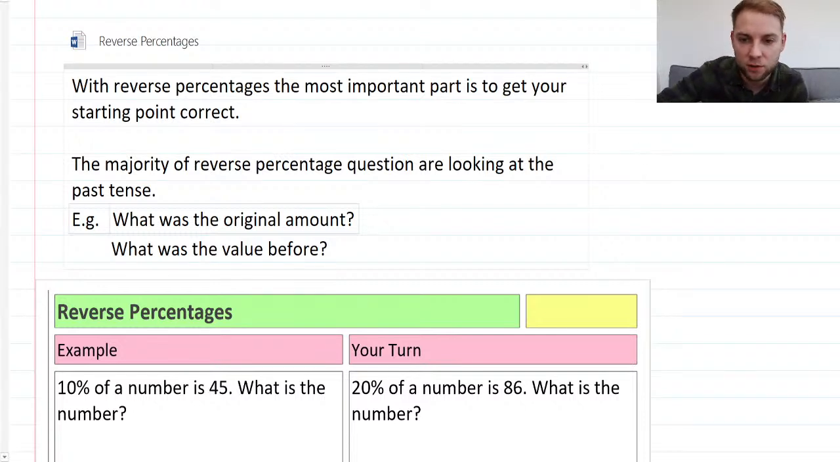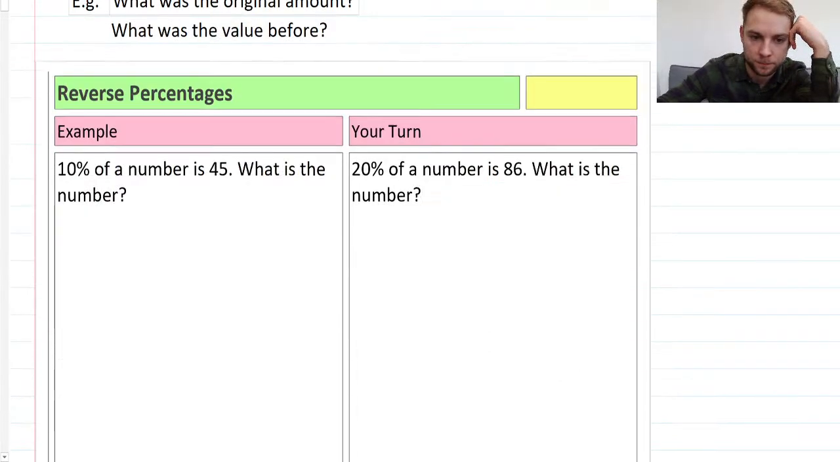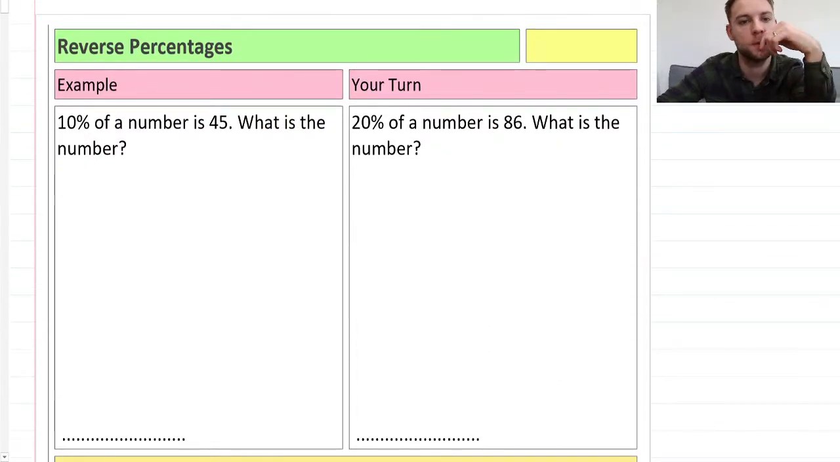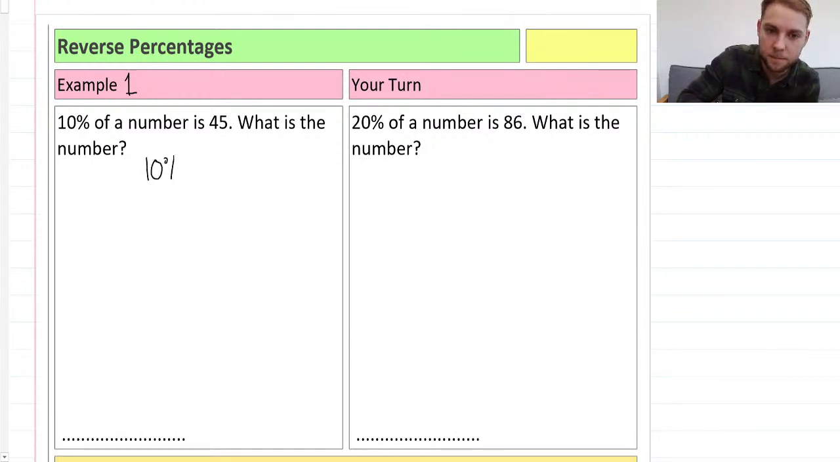Okay, so let's have a look at these ones then. So this one here is example 1. 10% of a number is 45. What is the number? Now this is one of those questions where you've got to know the starting point. It's telling you that 10% of a number is 45. So the starting point is to say that 10% is equal to 45.